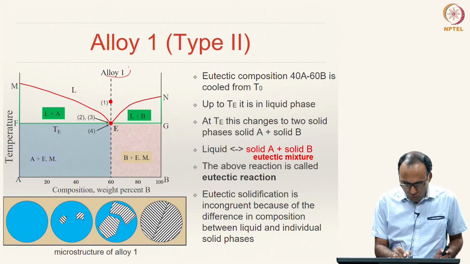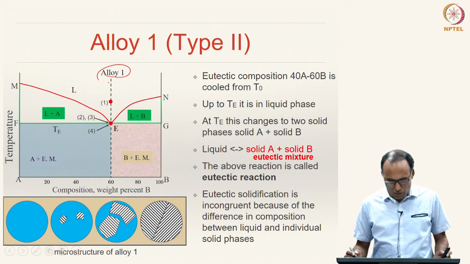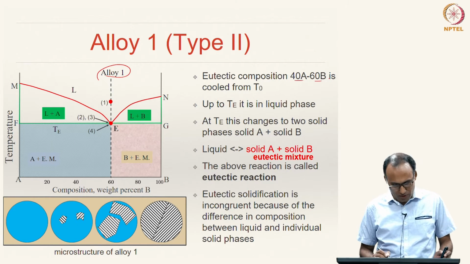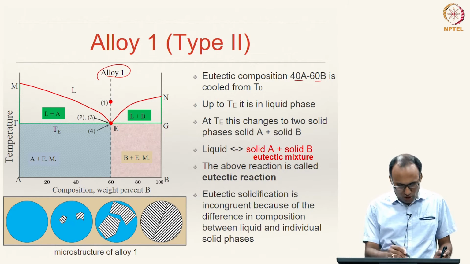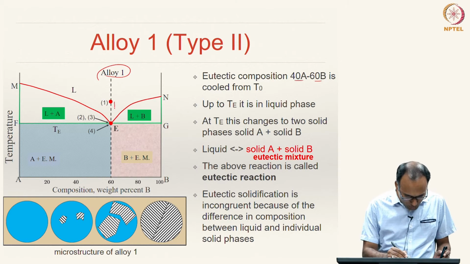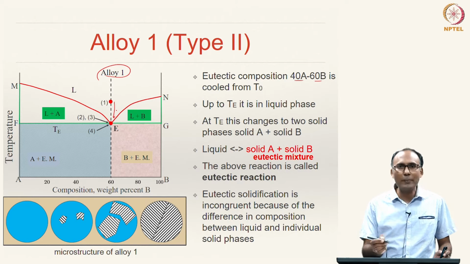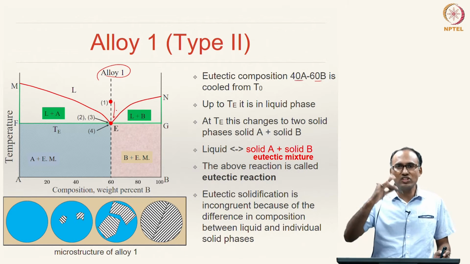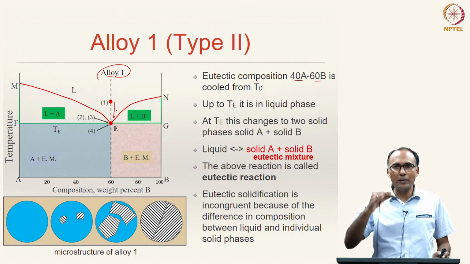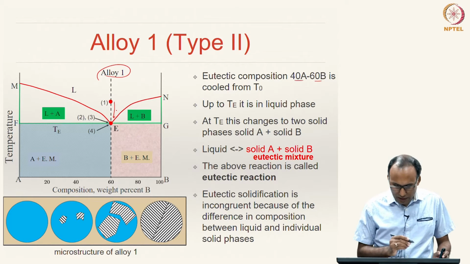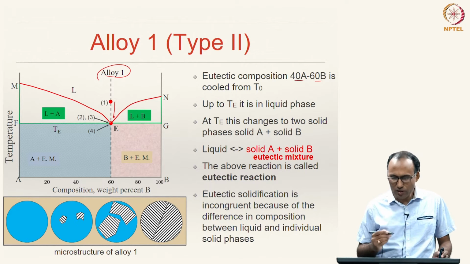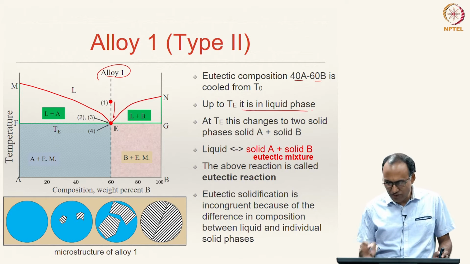So, now let us look at alloy 1, the microstructure evolution. Alloy 1 has a composition of 60B, which is cooled from a temperature T0, say from point 1. As you are cooling down, what happens? The liquid gives away sensible heat. As a result, the temperature of the liquid goes down until it reaches temperature TE, still in its liquid phase.